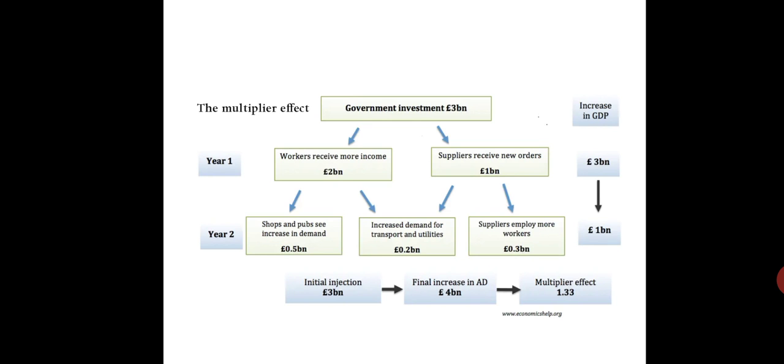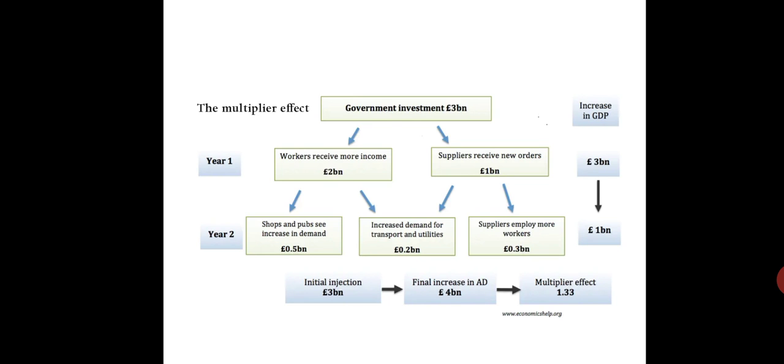On the other side, suppliers receive new orders worth 1 billion, out of which again 0.2 billion is spent on transportation and other utilities, and 0.3 billion is used by suppliers to employ more workers. So in the first year, when the government gave 2 billion and 1 billion distributed, the total GDP of that year is 3 billion. When it came to the second year after the investment, you can see that the consumption is 0.5 plus 0.2 plus 0.3, that means it's just 1 billion.